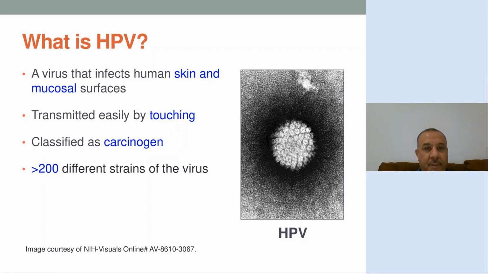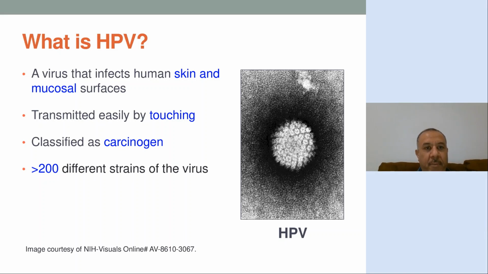It is a virus which infects the skin and the mucosa. The trouble with this virus is that it can be transmitted by touching. So it may be easier to transmit between humans than the coronavirus. If someone touched a surface and his hands contained human papilloma virus, this virus can be transmitted to anyone who touches that surface.